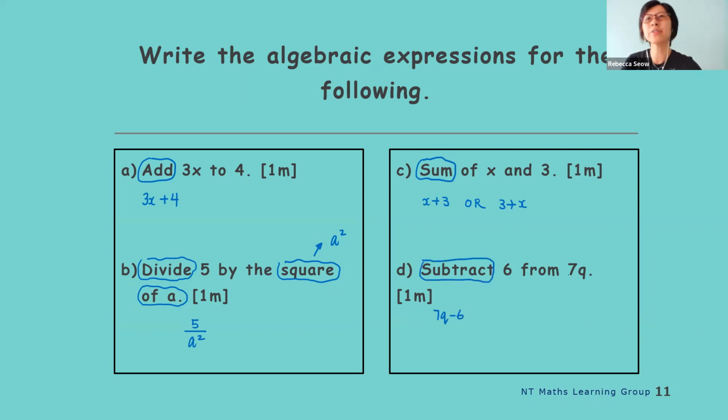It's always good if we could underline clues, like for example, you underline the word from, then the term that comes after from is where we start first. If not, sometimes we get confused.